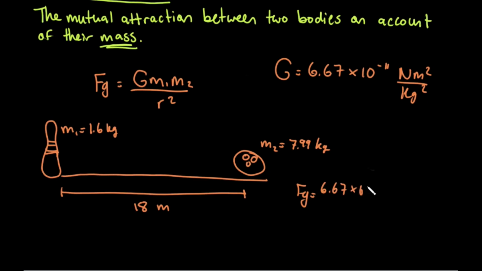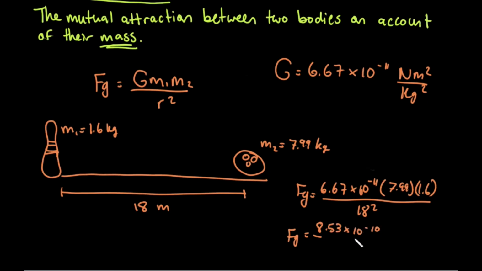6.67 times 10 to the negative 11 times 7.99 times 1.6 divided by 18 squared. Multiplying the top all together, we get a total of 8.53 times 10 to the negative 10, and then 18 squared gives us 324. When we divide that, we will end up with the gravitational force of 2.63 times 10 to the negative 12 newtons.